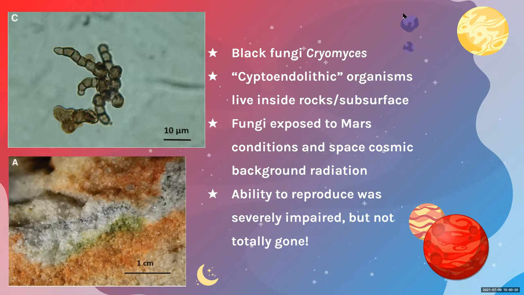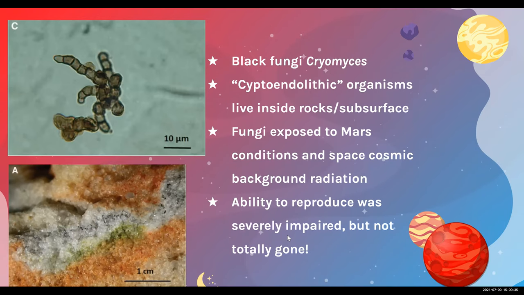These fungi were exposed to Mars and space conditions. And what was found at the end of this study was that they were still able to reproduce, not normally, and it was severely impaired, but the ability was not totally gone for a lot of these fungi, which brings up the question of if they were put on Mars or in space conditions over time, would we end up getting colonies that were more resistant or even more extreme? Ideas of more long-term experimentation for this would be really exciting to see.